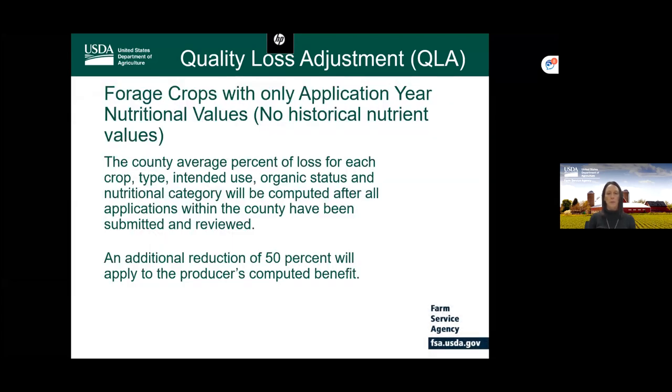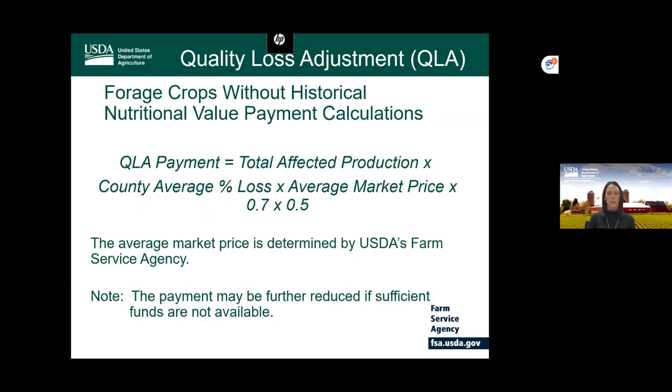So for forage crops with only an application year nutritional value, the county average percent of loss for each crop type, intended use, organic status, and nutritional category will be computed after all applications within the county have been submitted and reviewed, and an additional reduction of 50% will be applied to the producer's benefit. So in that scenario, if they only have the current year quality loss and not the historical, to calculate the payment, we'll take the total affected production times the county average percent loss times the average market price times 0.7 times 0.5.